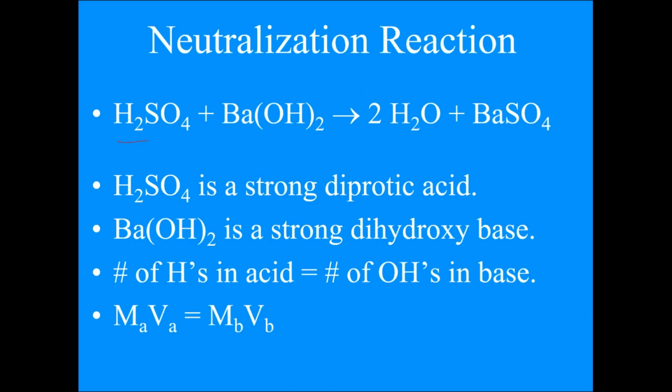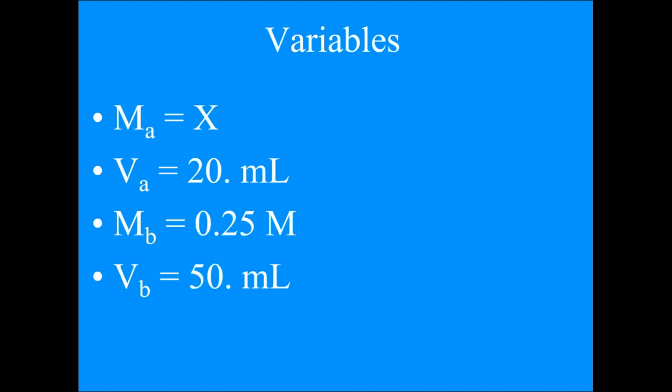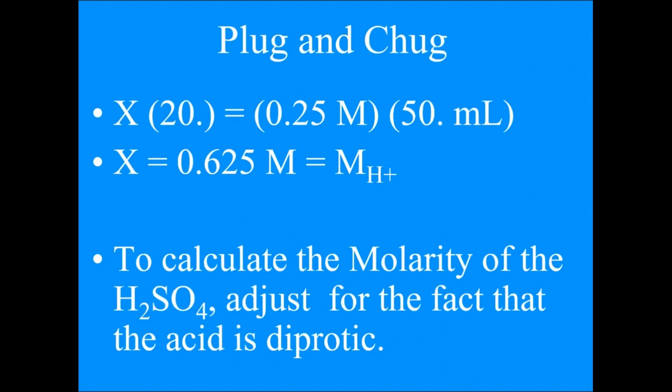Equation. Now notice there are two hydrogen ions here, two hydroxide ions here. So this is diprotic. Di means two. Dihydroxy base. This is not monoprotic. Still, we will use the same equation. These three have been given. The fourth one we have to find. And we got our answer, 0.625 M is the molarity of acid.